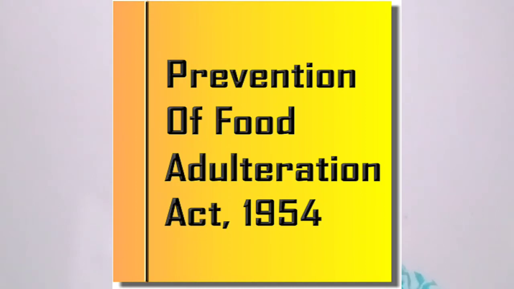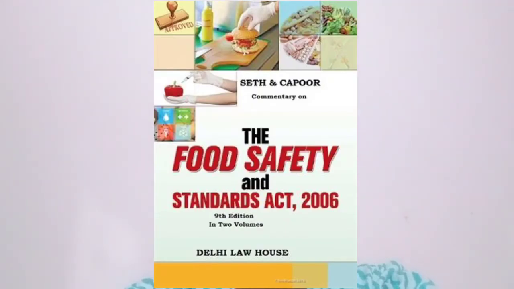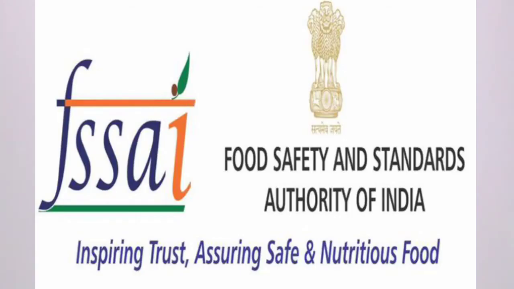Do you know, students, in 1954 Parliament passed the Prevention of Food Adulteration Act. Food adulteration is a severe crime. So Parliament passed the Prevention of Food Adulteration Act. What is this Prevention of Food Adulteration Act? It has been amended from time to time.